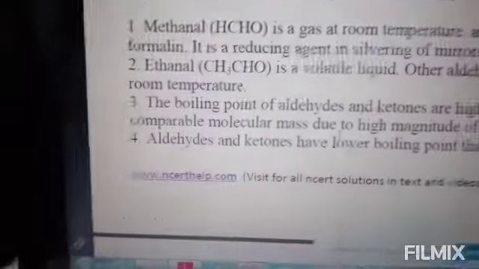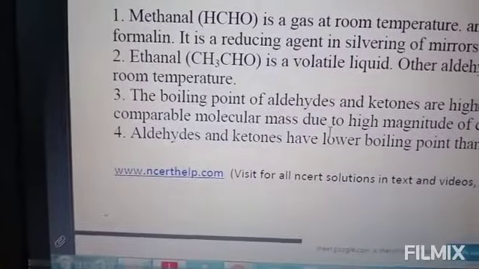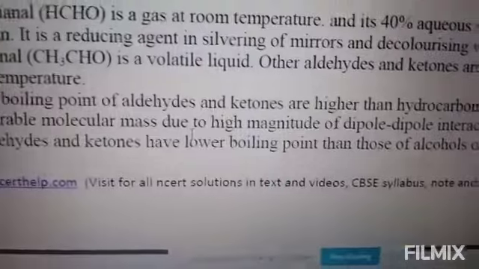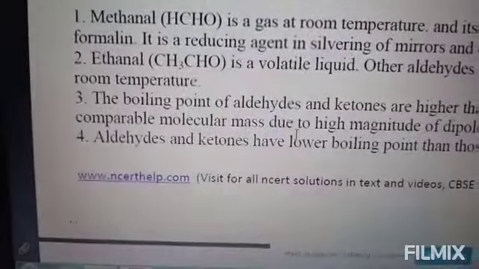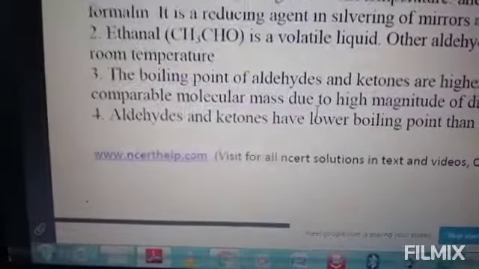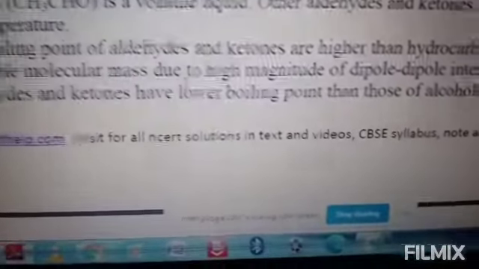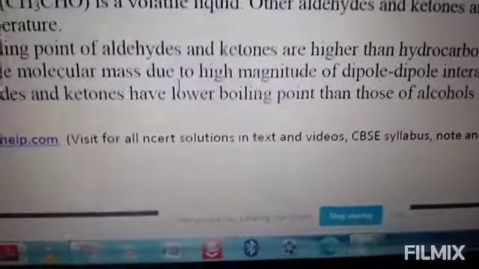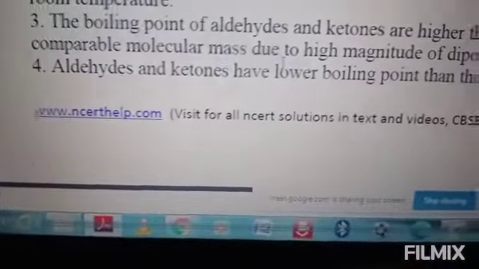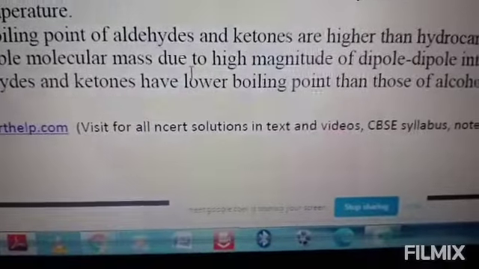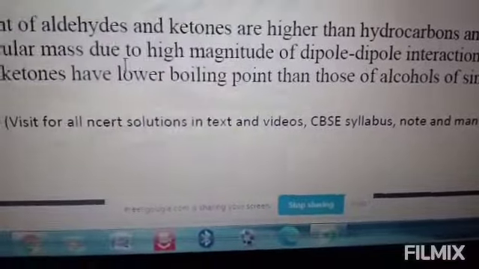Again, the second member, that is ethanal, is a volatile liquid. And other aldehydes and ketones are liquid or solid at room temperature. Now the third property: the boiling points of aldehydes and ketones are higher than those of hydrocarbons and ethers of comparable masses due to the high magnitude of dipole-dipole interactions. And this one you need to understand.